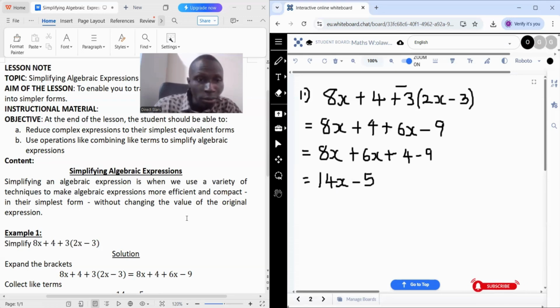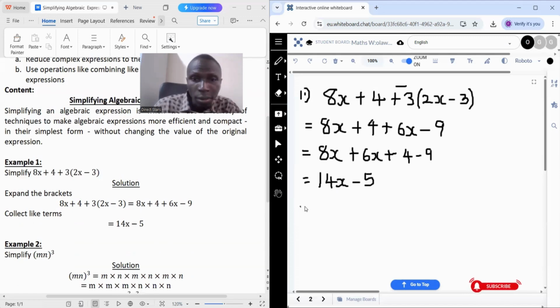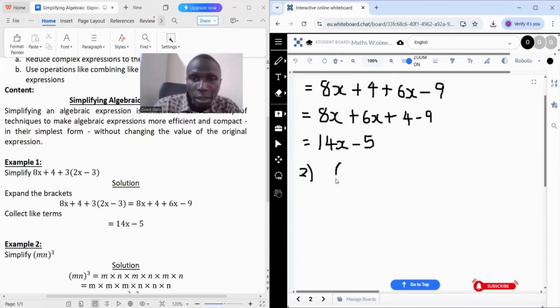We move to example 2. Here we have to simplify mn raised to power 3. And how are we going to do this? You should know that the terms that we have in the bracket will be raised to the power of 3. So we can have this to be mn is still the same thing as saying that m times n. So we can have it to be m times n in 3 places.